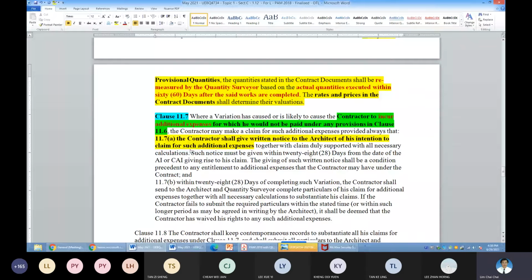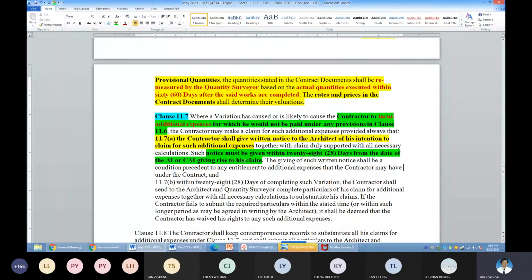When to give the notice? Notice must be given within 28 days of the AI or CAI. That means when the architect issues the instruction, the contractor must give the notice within 28 days of the AI or the CAI. So this is a very important point. It is on AI or CAI and not on completion of the work.